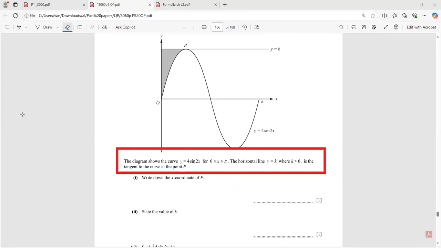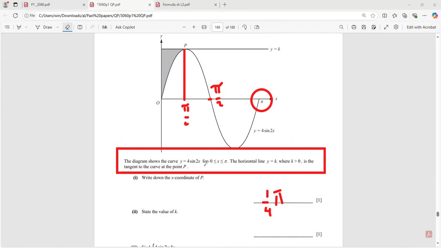For sure, here is pi. And this will be half, pi over 2. And for this, it's halfway, it's pi over 4, or a quarter. So the x coordinate is pi over 4. Now see the value of k.